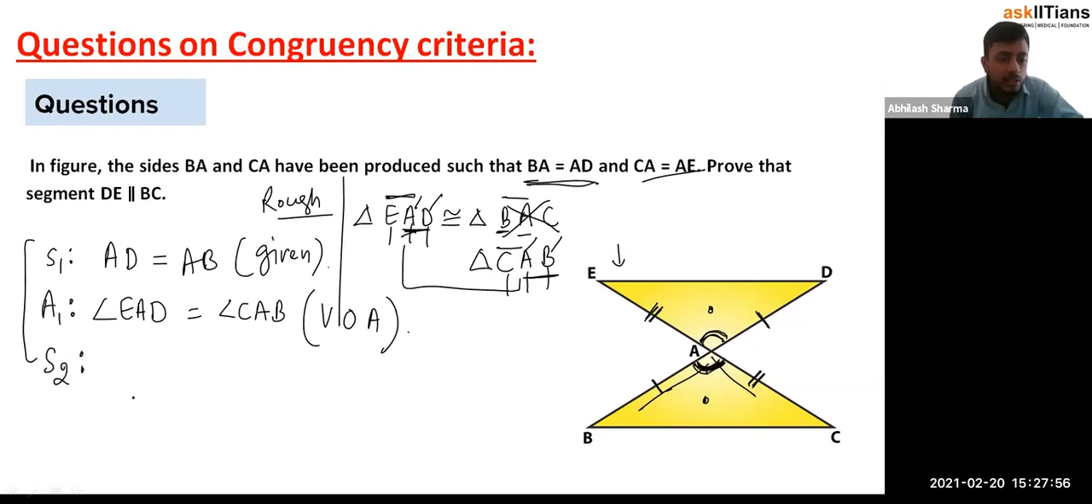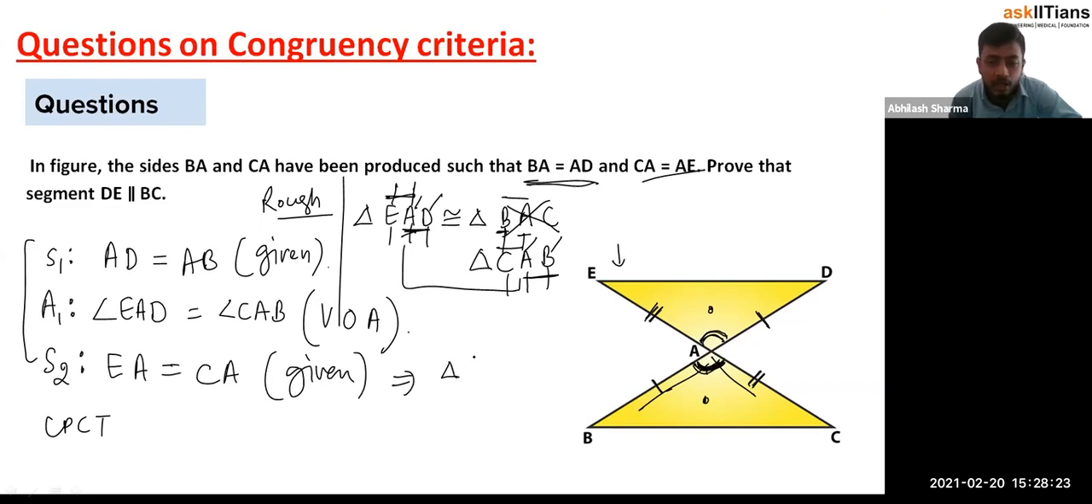Finally, the side will come for SAS. The second side will come, which includes this angle. That will be obviously EA, right? So EA side should be equal to CA. So yes, that is true also, because it is given to us, and hence this implies triangle EAD will be congruent to triangle CAB by SAS congruence criterion, right?